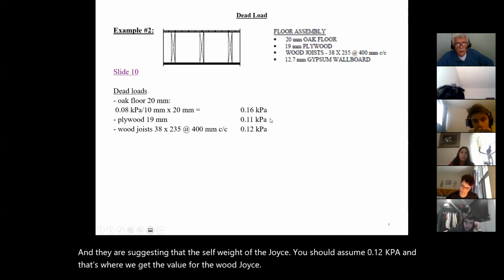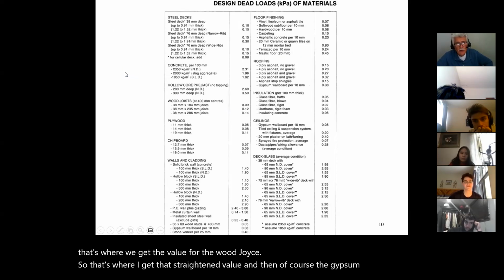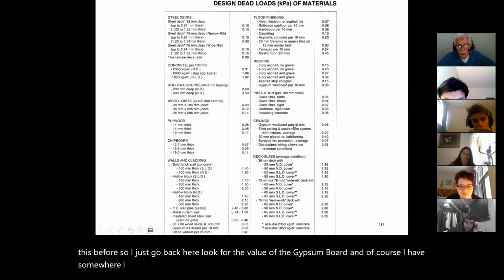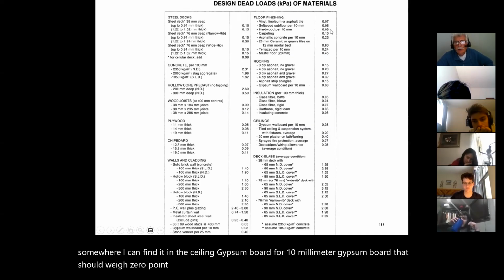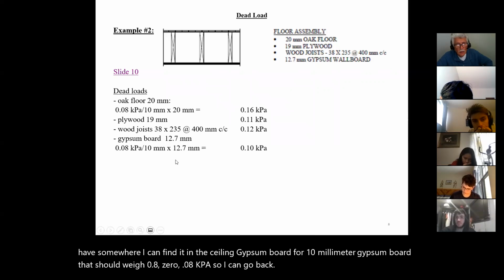So that's where I get that straight in the value. And then of course the gypsum board, we saw this before, so I just go back here and look for the value of the gypsum board. I have somewhere I can find it in the ceiling gypsum board. Per 10 millimeters of gypsum board, that should weigh 0.08 kPa. So I can go back, and therefore for this would be 1.